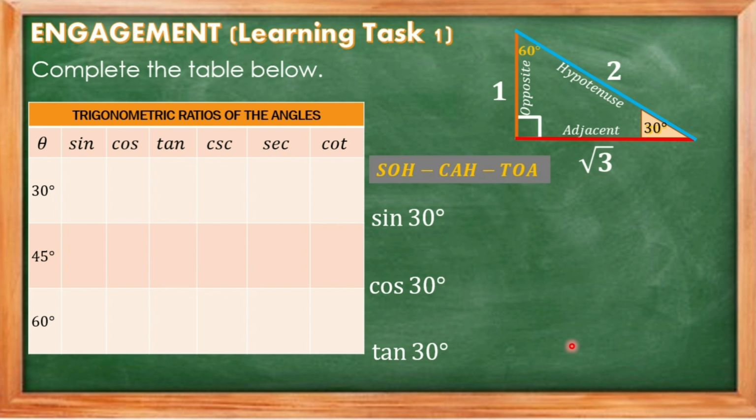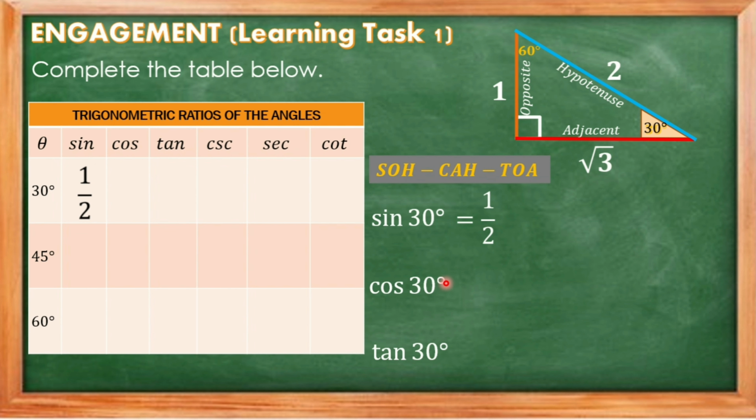Okay, so gamitin natin ang SOH-CAH-TOA. So para sa sine 30 degrees, ang gagamitin natin ay ang SOH, which stands for sine is equals to opposite over hypotenuse. So dito sa ating figure, ang opposite natin is 1, ang hypotenuse natin is 2. Okay, so we have sine 30 degrees is equal to 1 over 2 or 1 half. Okay, so yun yung value ng sine 30 degrees.